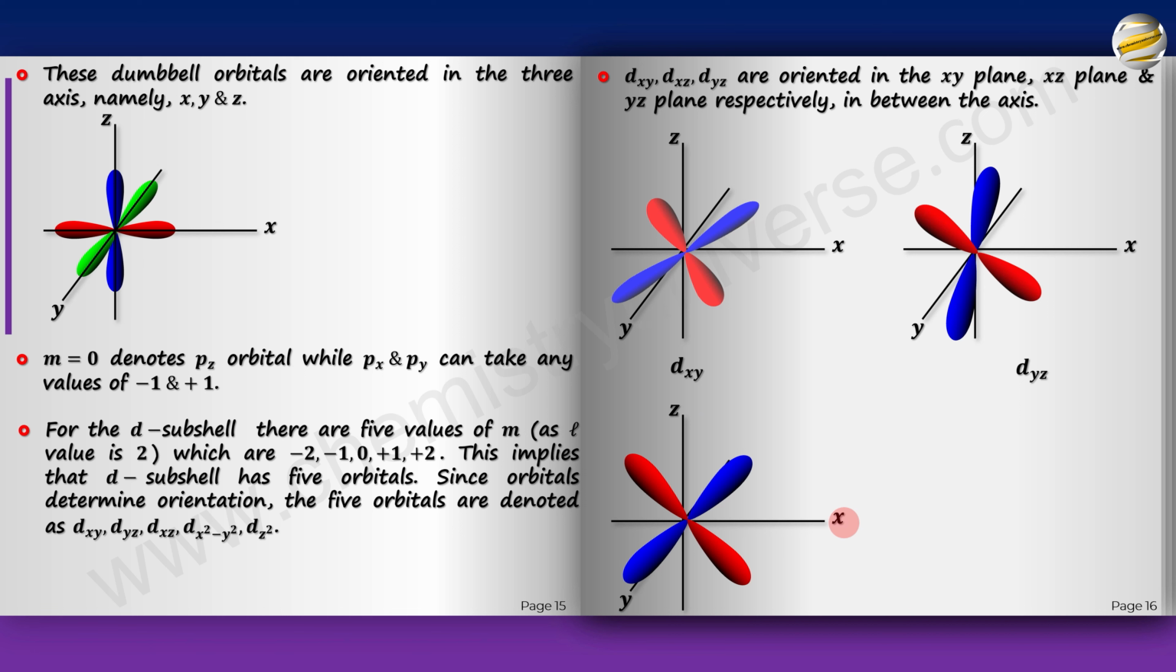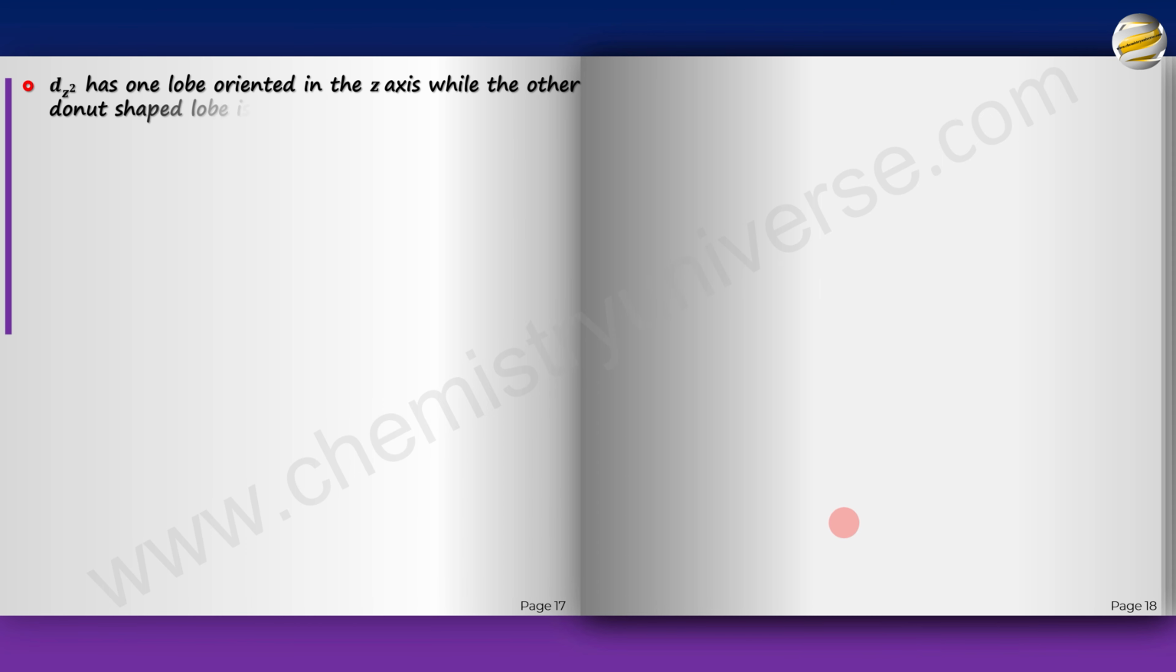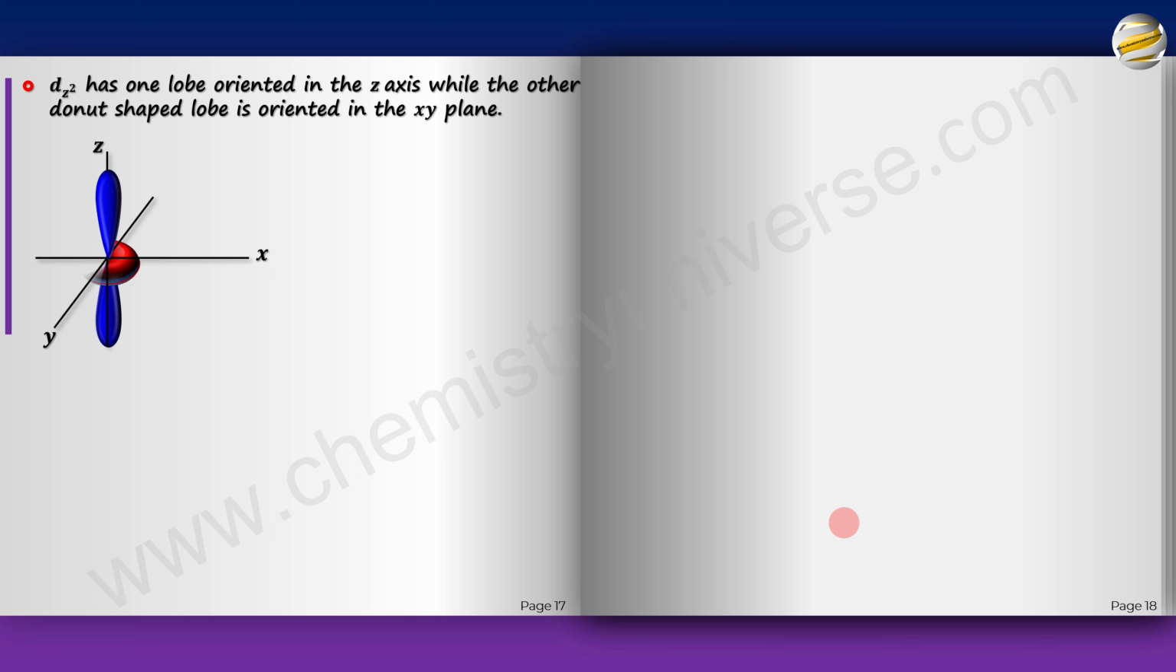And then dz square is a little unique. It has one lobe in the z axis, while there is a donut shaped lobe, which is the minus value in the xy plane. Now, for m values, m equal to 0 denotes dz square. Plus 1, minus 1 are the ones which have z in them, yz and xz. Plus 2, minus 2 are the ones which don't have z in them, which is x square minus y square and xy.